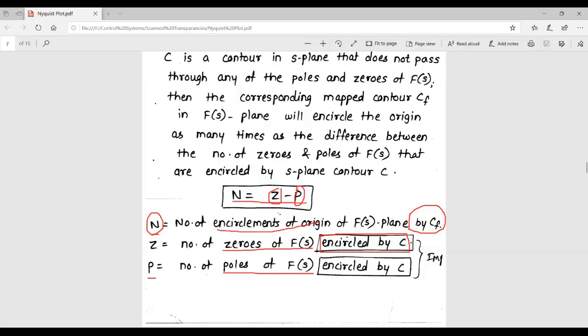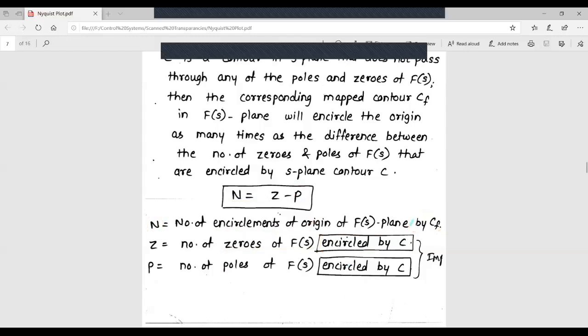I hope all of you have understood the definition now. So what this mapping theorem says in short, that if suppose in S plane we have contour C and in f of s plane we have contour CF, then the number of times CF encircles origin is equal to difference between the number of zeros and poles encircled by contour C in S-plane, right?